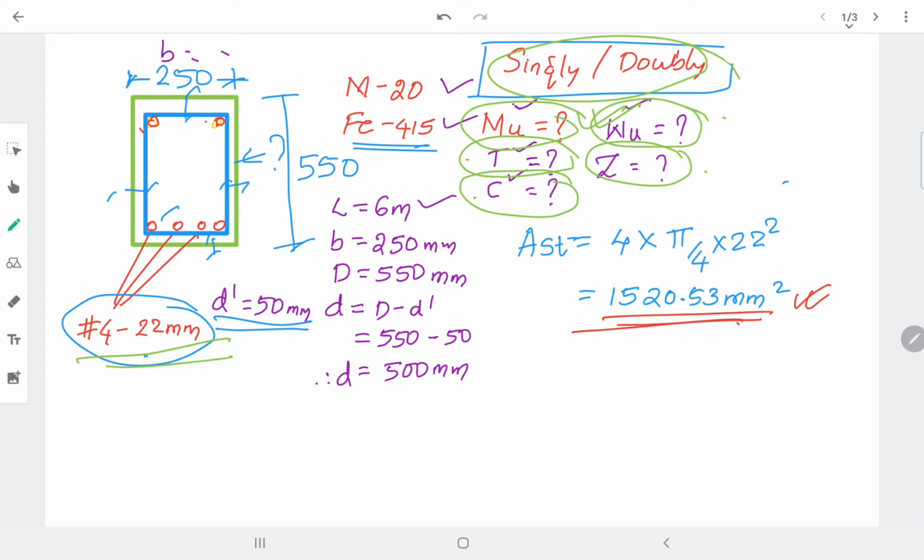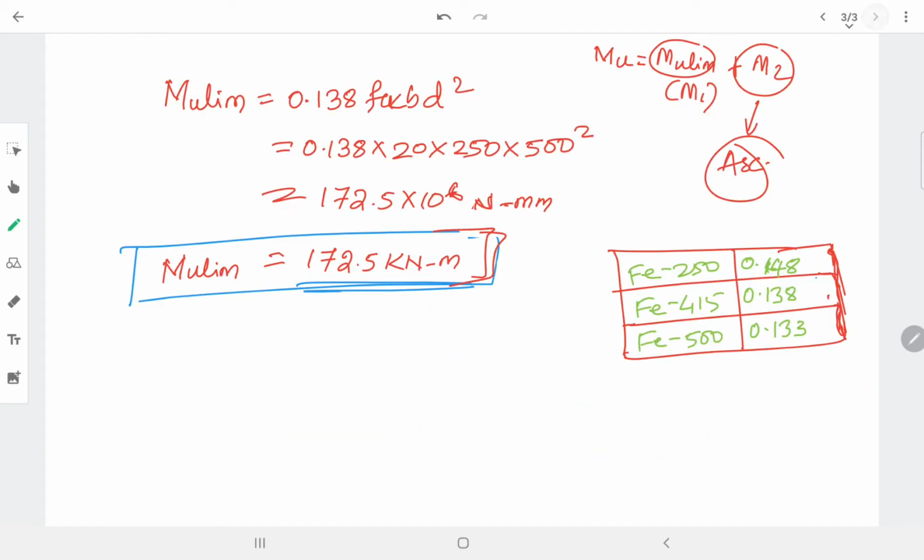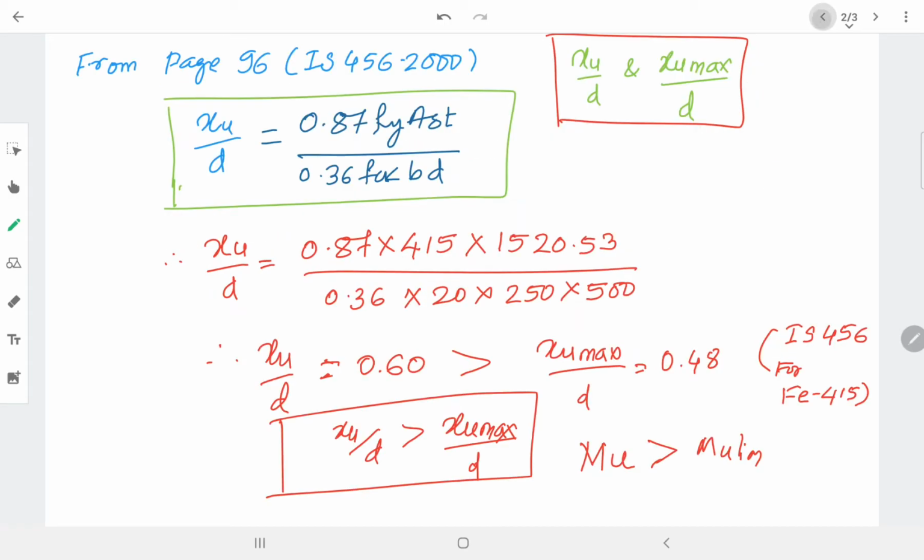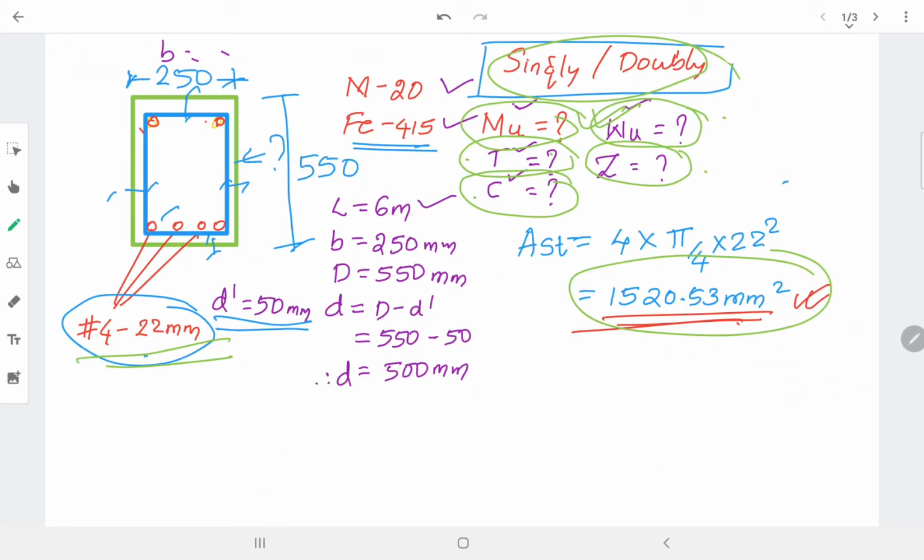The beam is provided with 4 bars of 22 mm diameter. Its area is 1520.53 mm square. In that case we need to calculate these many things. I used the equations to calculate the value of Mu, whereas in this session we will be calculating the values of T, C, W and Z. W can be ultimate, or we can have the working load also, it is left to you.